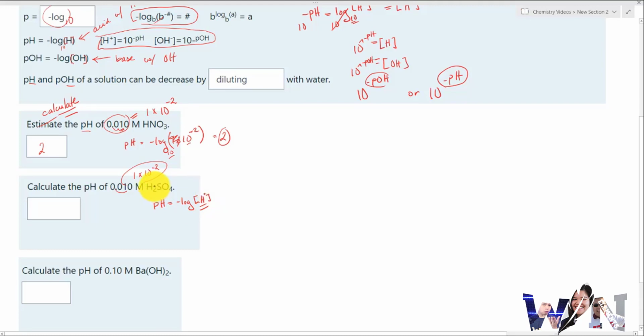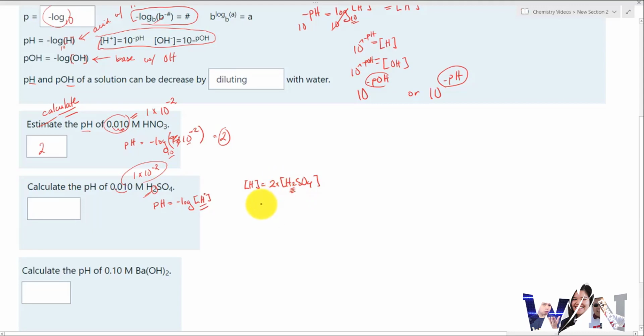But here's the tricky part. You see that 2 right there? That 2 right there will change whatever the concentration of H is going to be. You have to double it. So that means the concentration of H is equal to 2 times the concentration of H2SO4. Because in 1 mole of H2SO4, there are 2 H right there. See that?